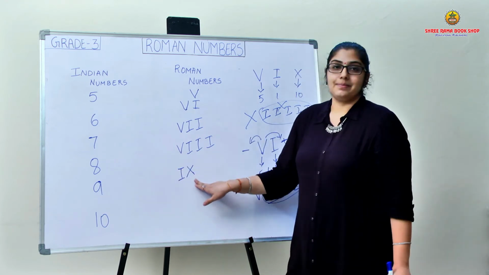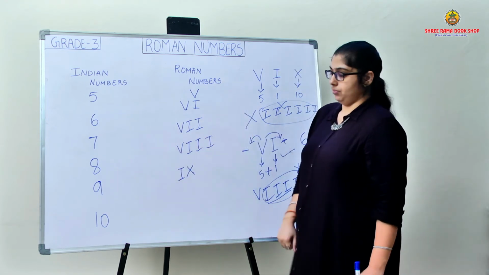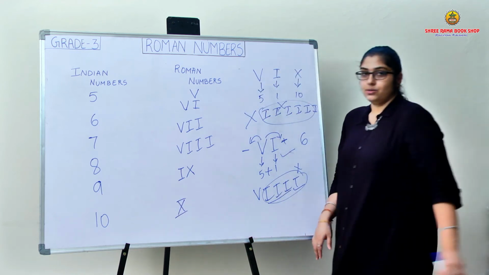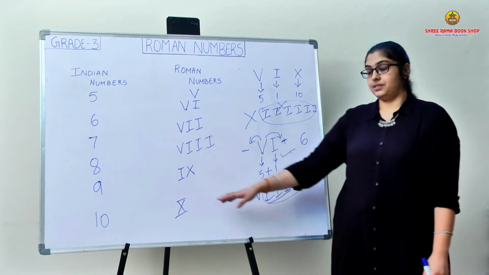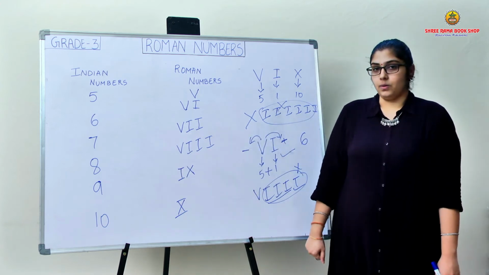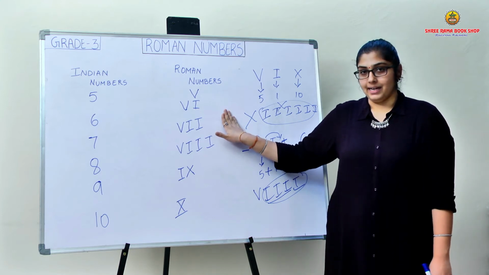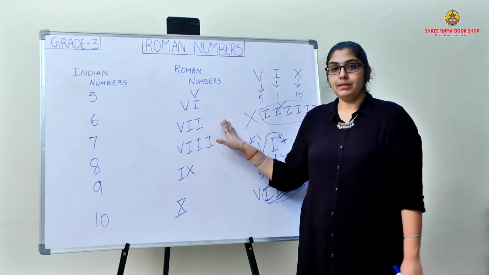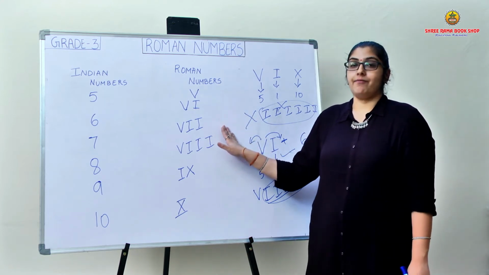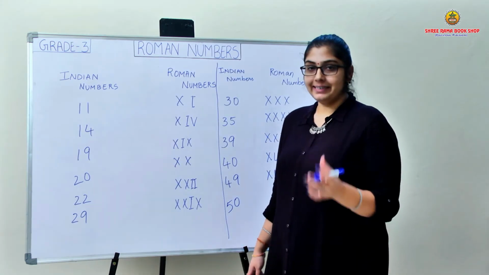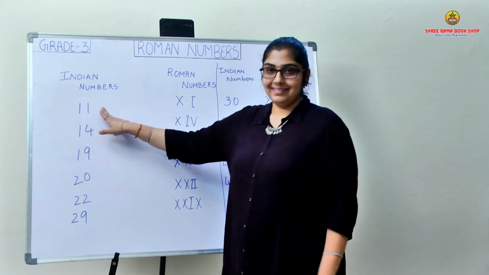So IX represents 9 in Roman numbers, and 10 you have already learned, it is X. So X is represented as 10. These are the Roman numbers of 1 to 10. Now we will randomly pick numbers up to 50 and practice how to write them. We have learned till 10. Now we'll go for 11.